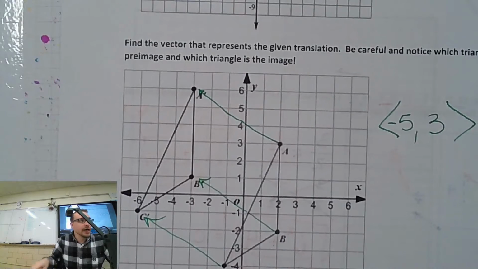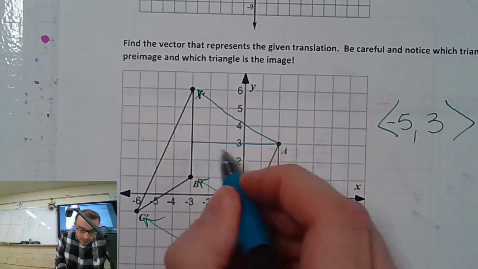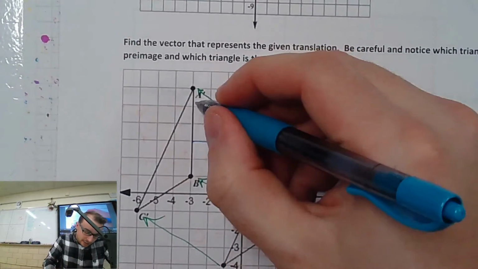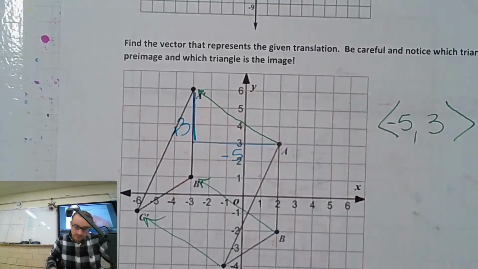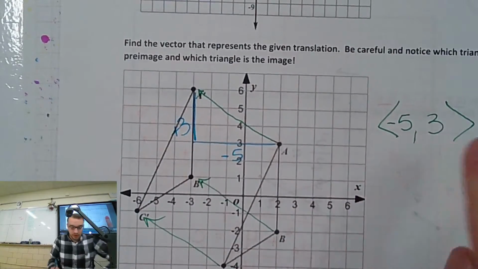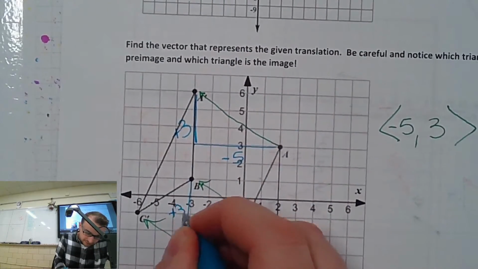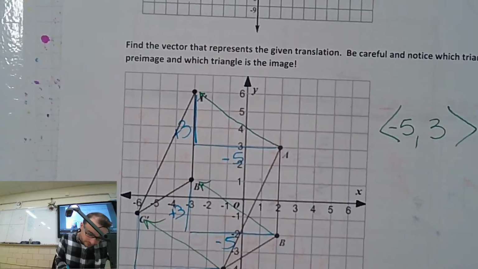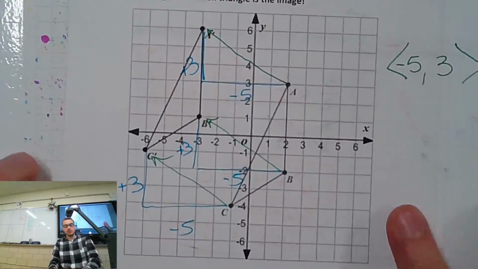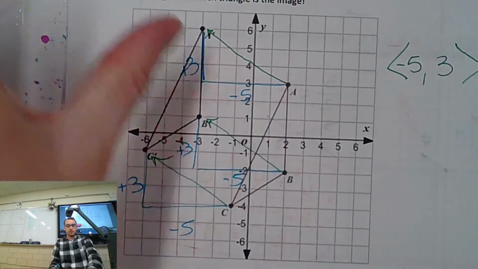So the way he did that is he said, look, I'm starting on A. That means I went 5 to the right, or 5 to the left, I should say, so that's negative, right? And I went 3 up. You'll notice that every vector is the same vector. They're all negative 5, positive 3. Because when we slide something, it moves it by the same vector. Everything gets moved in one direction.